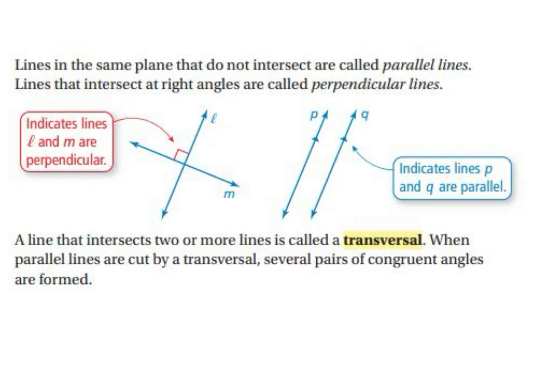Lines in the same plane that do not intersect are called parallel lines. So that would be this situation where we have two lines that go on and on forever and they never intersect. Think of railroad tracks.